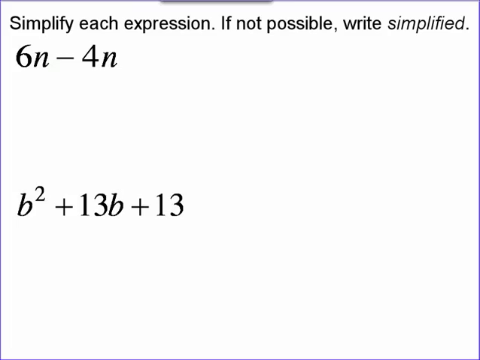Now this one says simplify each expression, and if not possible, you write simplified. So when I say to simplify each expression, that means to combine what's known as like terms. So if I look here, I've got a 6n and a 4n. Those are like terms. Like terms mean all variables are exactly the same, all powers are exactly the same with the variables. So the n's are exactly the same. I take 6n and I minus 4n. The net result is 2n. Okay? So there you go, 2n. There's your answer.